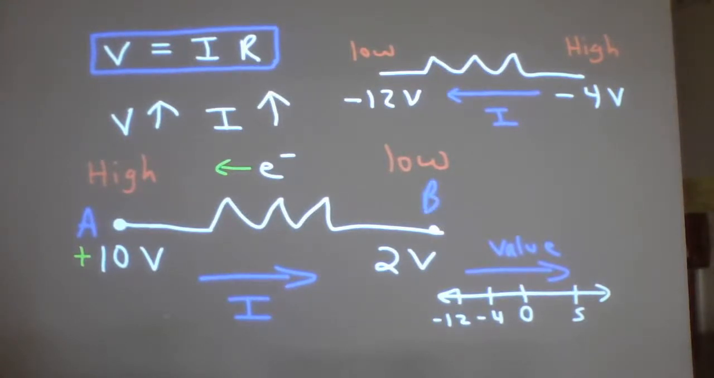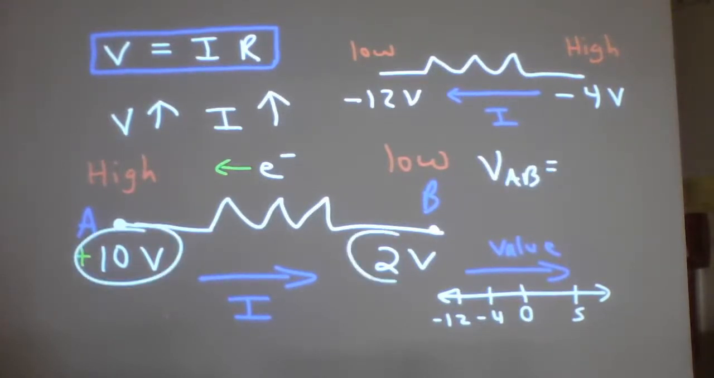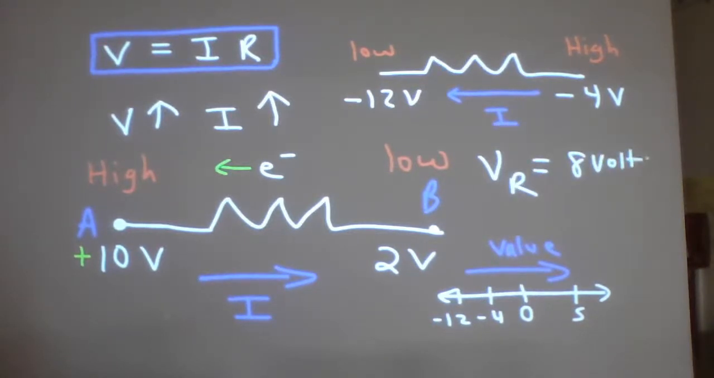Now, the electric potential at point A is positive 10 volts. The electric potential at point B is 2 volts. Voltage is the difference between the electric potentials of 2 points, so it's the electric potential difference of 2 points. So the voltage across the resistor is the difference between A and B. In that case, the voltage across that resistor, we can call it VR, is 8 volts. It's the difference between those 2 points.